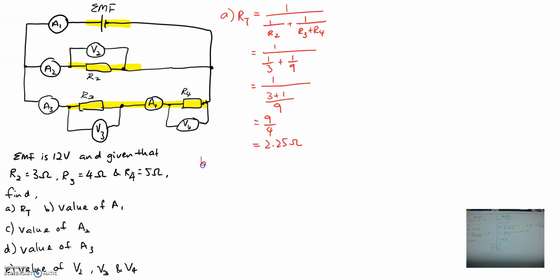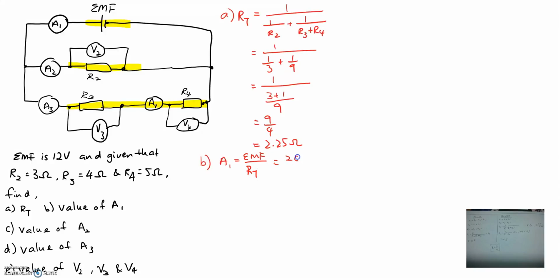Part B, you are asked to find the value of A1. So A1 is actually the total current, right? Because you notice that right from the battery, the first place that it goes to is A1. So there's no split branch at that point. Therefore, A1 must be the total current, because this is actually functioning like a series at that point. So the answer would be A1 equals EMF over R total.